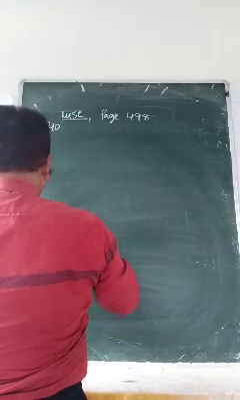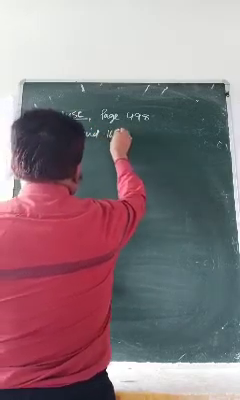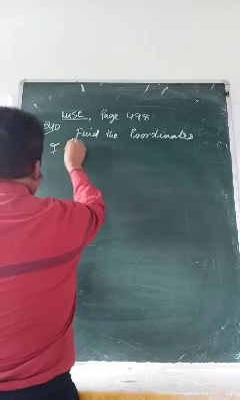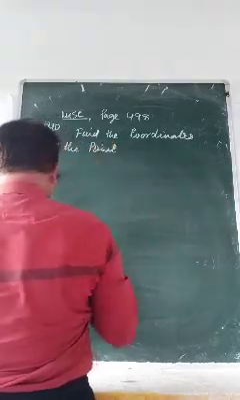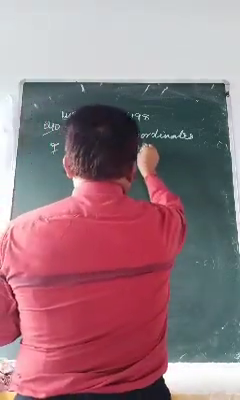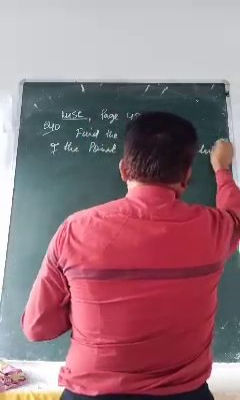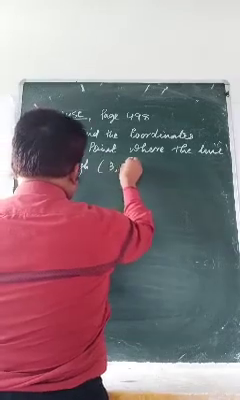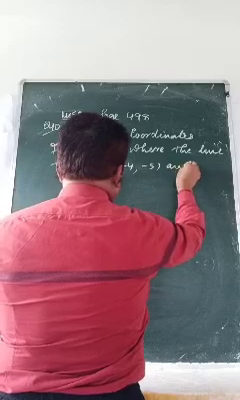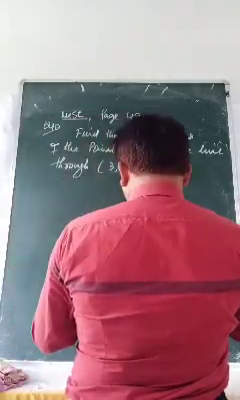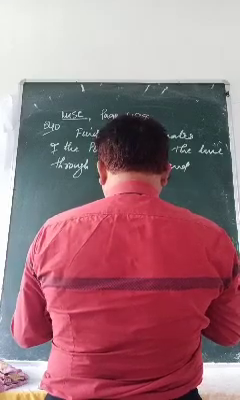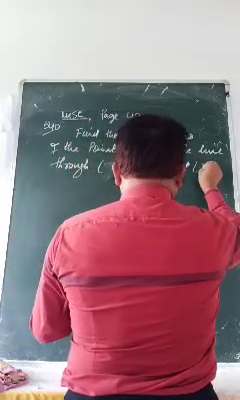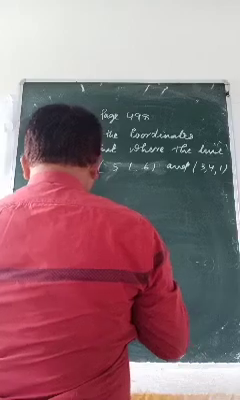Now the question is, find the coordinates of the point where the line through (-3, -4, -5) and (2, ...) (5, 1, 6) and (3, 4, 1) crosses the YZ plane.